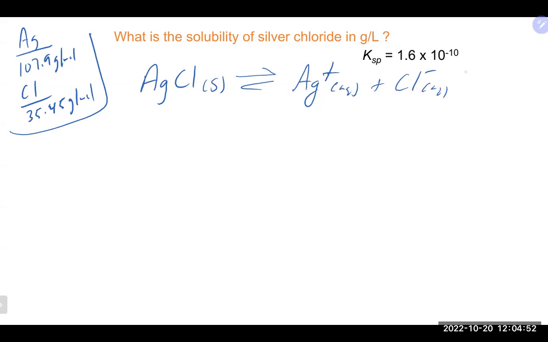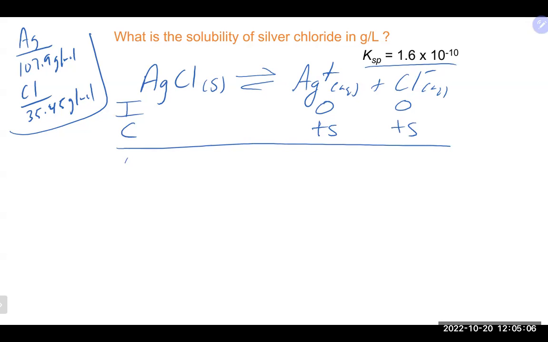And again, our KSP is above there. So since all we are given is KSP in this case, we will start initially with 0 and 0. Our change here, once again, will be plus S and plus S. That means at equilibrium here, we have S and S. Any questions so far? Now, we didn't do anything, obviously, with this guy because he is a solid, right? So he's not going to be in anything. So we don't want to put anything there.